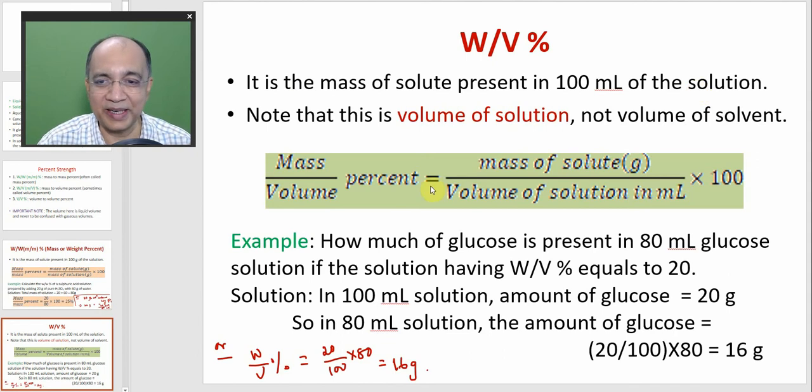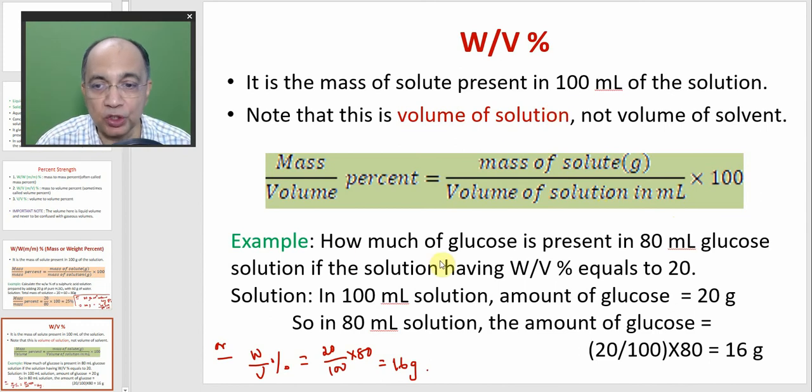Now to find it in equation form, mass by volume percent is equal to mass of the solute in gram by volume of the solution in milliliters into 100. So don't take it in liter. Always take milliliter into 100. So that is the definition. In 100 ml solution, how many grams of solute is present, right? So here you have to take milliliter.